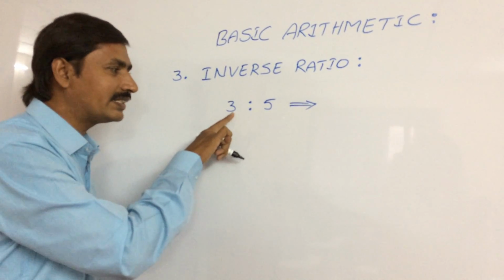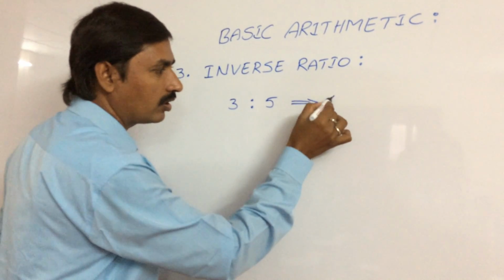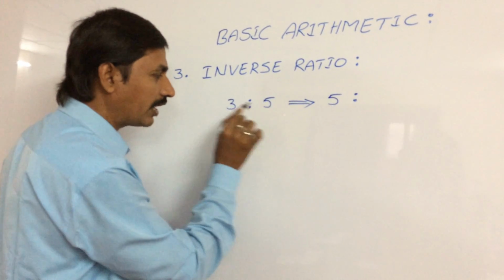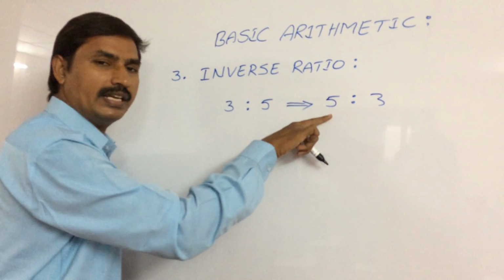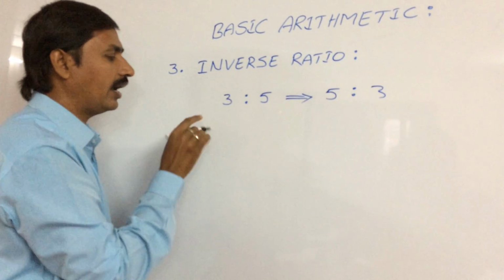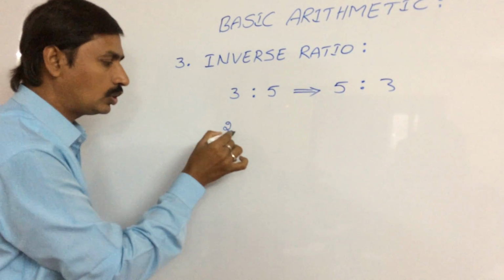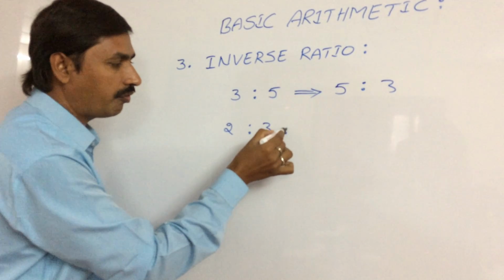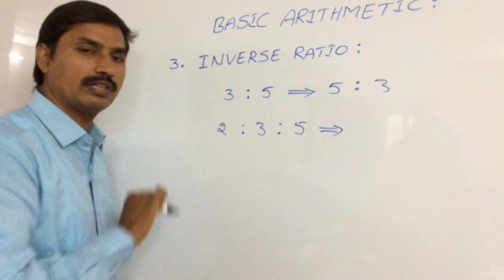The inverse is clearly what we say, that is reverse. The inverse of 3 is called 5 and the inverse of 5 is called 3. So the inverse ratio of 3:5 is 5:3, and the inverse ratio of where 3 terms are given, 2:3:5, where 3 terms are given there. How to find the inverse ratio?